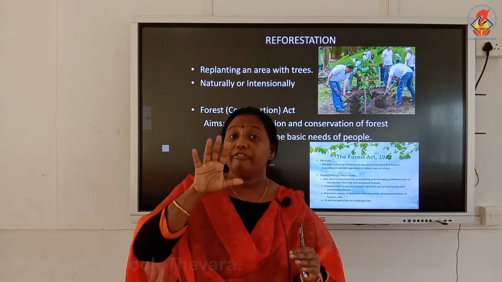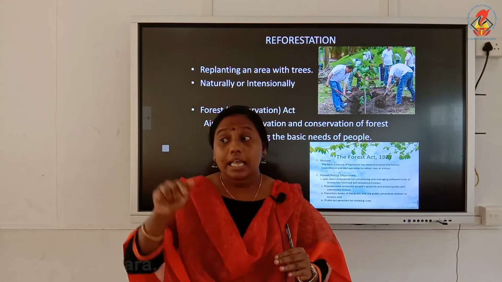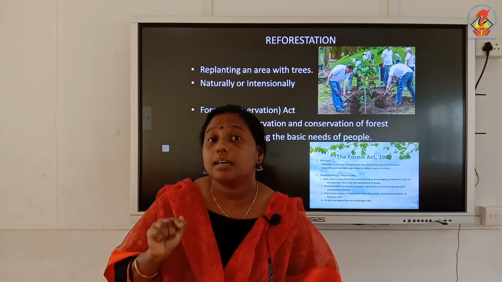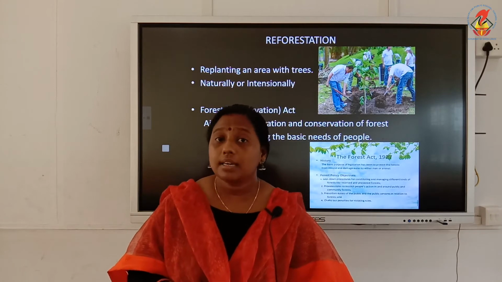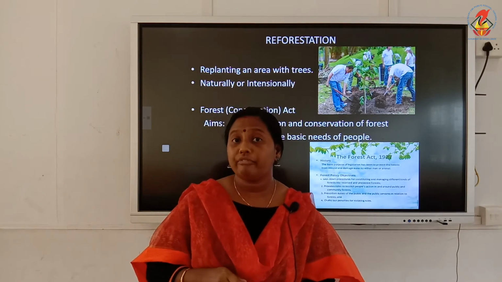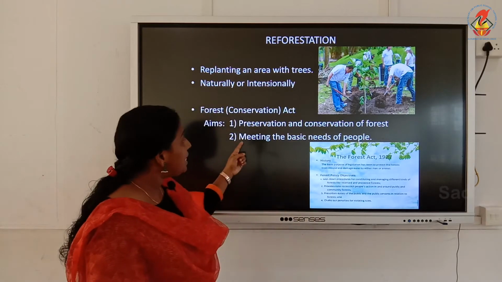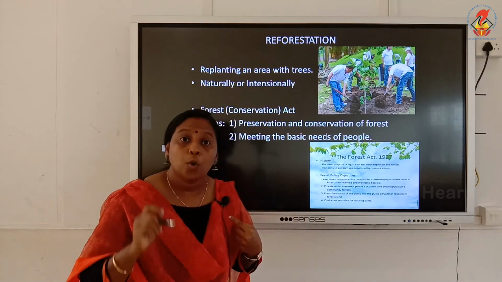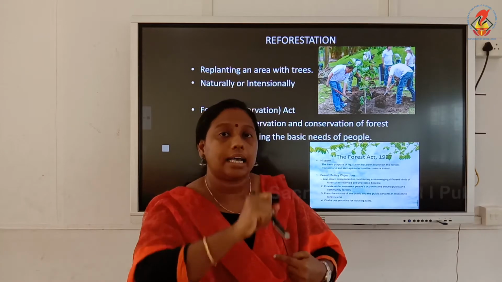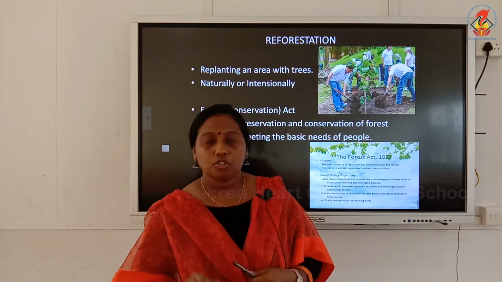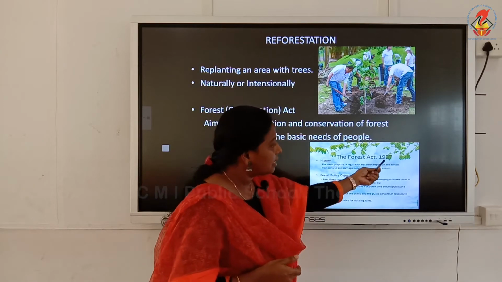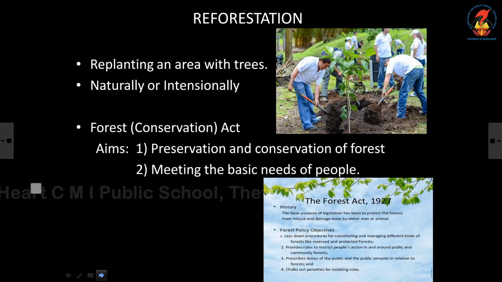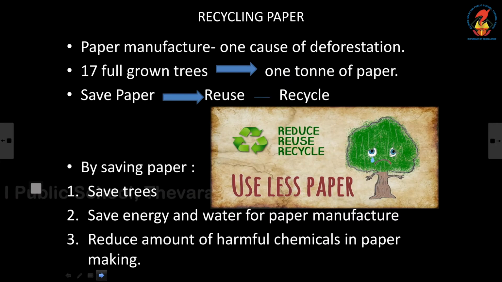So when forest is given protection, actually their needs should also be considered. The needs of normal people should also be considered. So the second aim of Forest Conservation Act is to meet the basic needs of people who are directly or indirectly depending on our forest. So understood, these are the two aims of our Forest Act. It was enacted in the year 1927. Is this clear? Next topic is recycling paper.